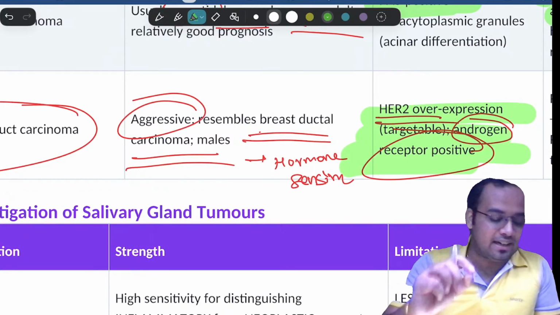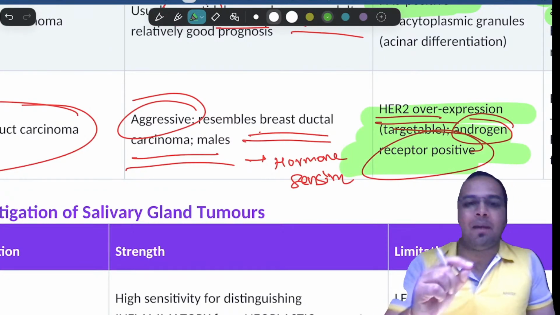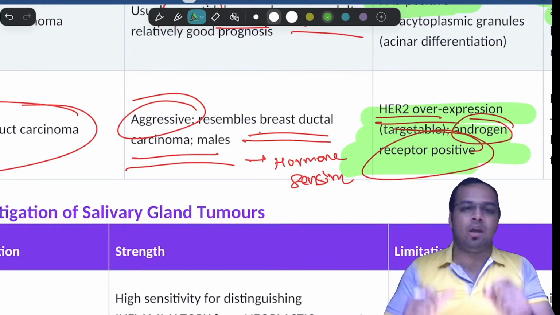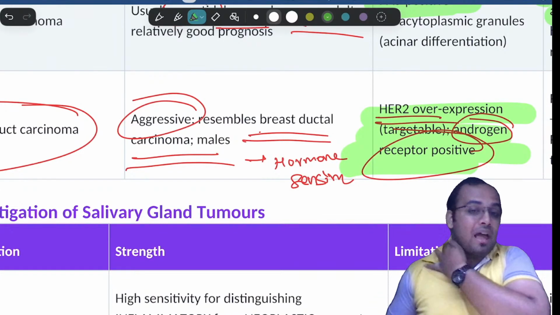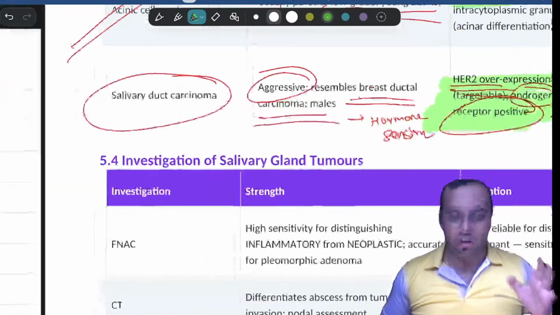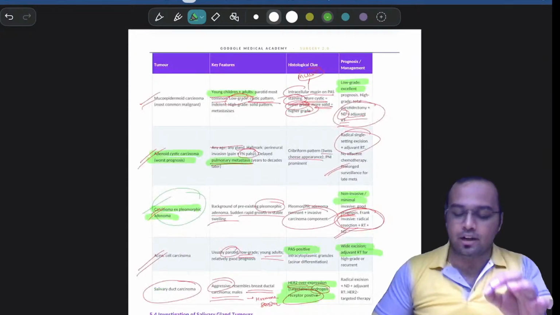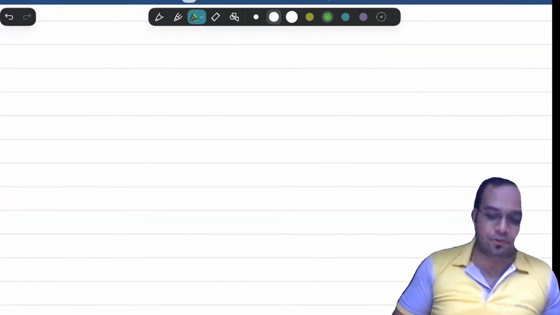So if it is a salivary duct tumor, one take home point is that it might be a hormone sensitive cancer, so you can give androgen deprivation therapy. And if it is HER2 positive, you can give trastuzumab. So I got to know all these things. Always remember. Now we will make a flowchart in which we are going to see how to manage a patient with any parotid or any type of salivary gland lesion.